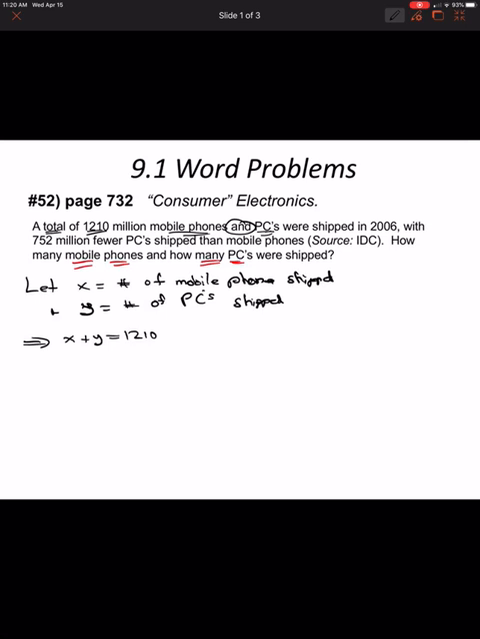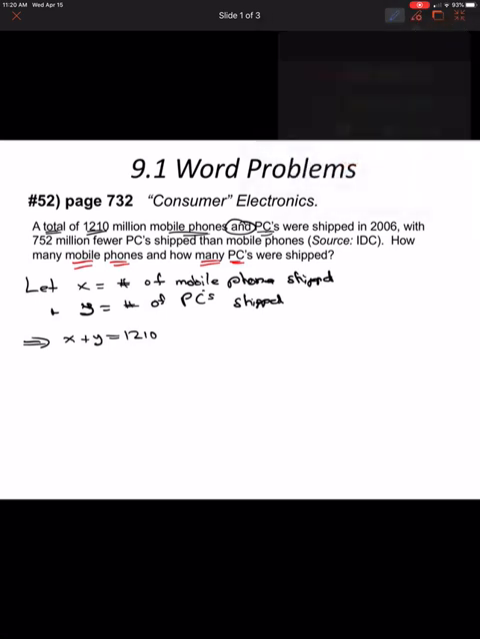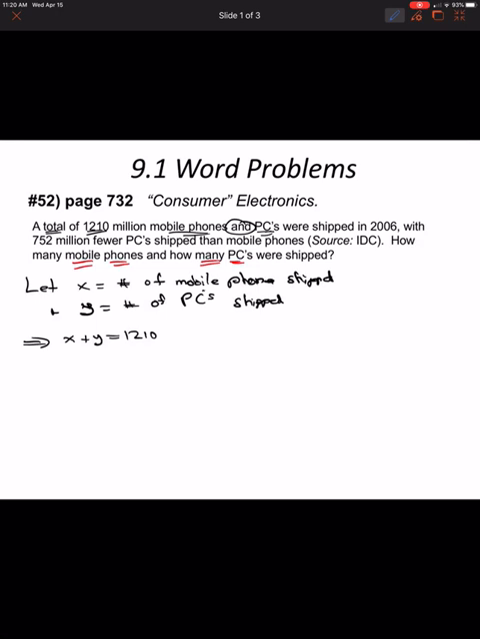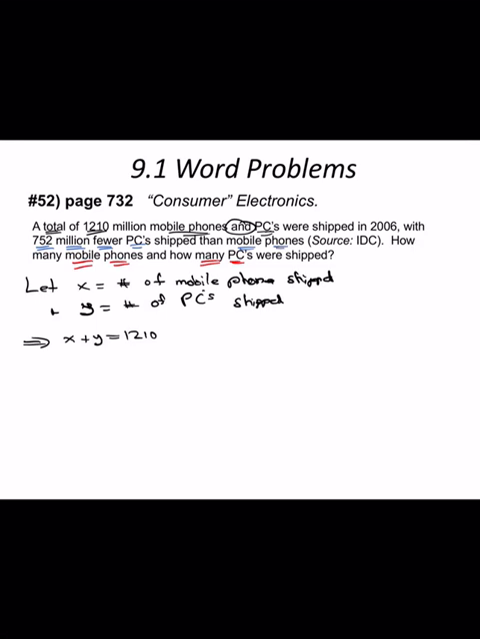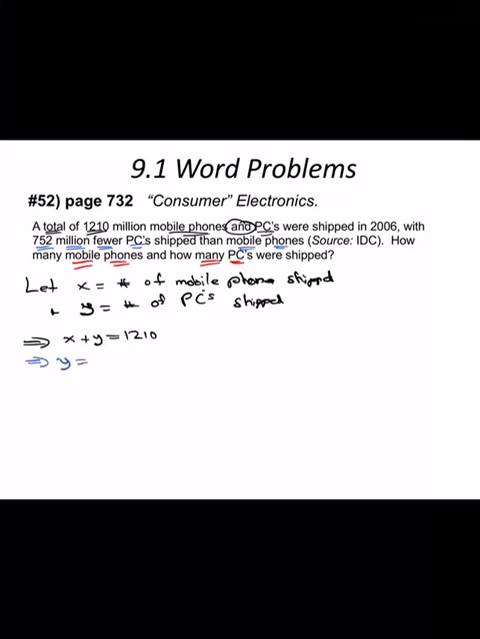So there's one equation. And then we can look at what? The second part of the system. There's 752 million fewer PCs shipped than that of mobile phones. So that's telling us about what? Y. I've shipped out Y million PCs. So there's 752 million fewer than that of mobile phones. So that implies Y, the number of PCs, is going to be X minus 752. So there's my second equation. So here's my system that I've created.